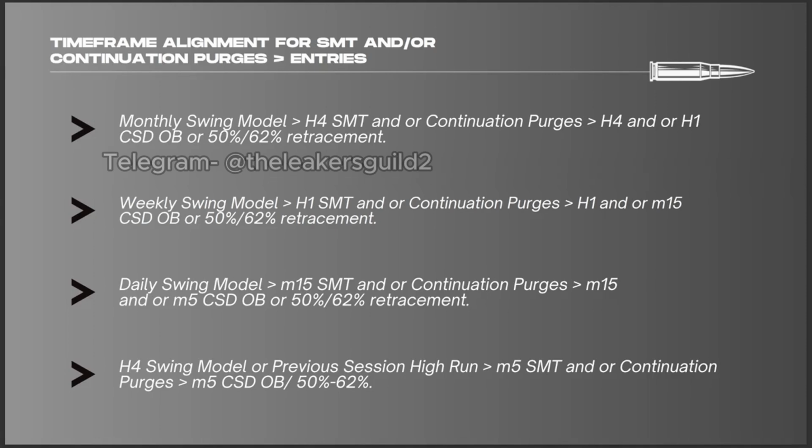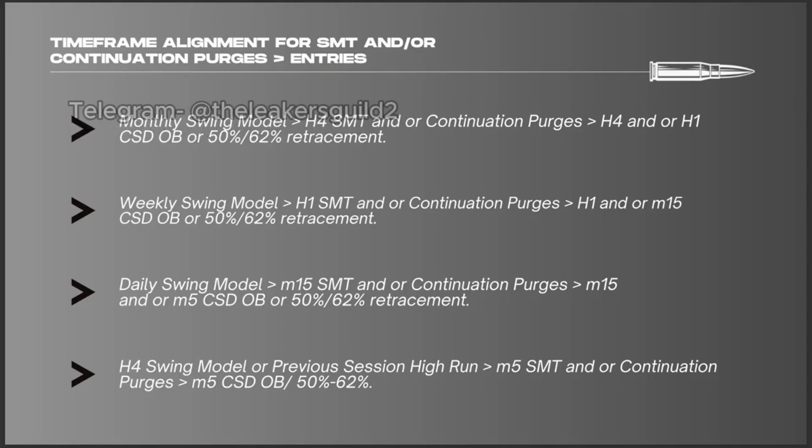And lastly, we've got the 4-hour swing model or previous session high run into a 5-minute SMT and or continuation purges, and then we're going to be looking for a 5-minute change in the state of delivery order block, or the 50 to 62% retracement level.